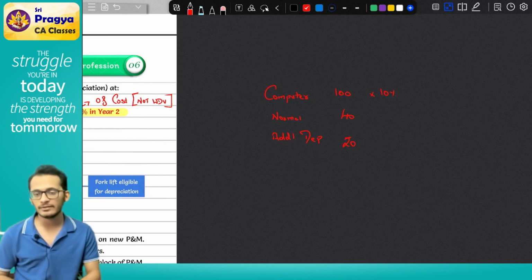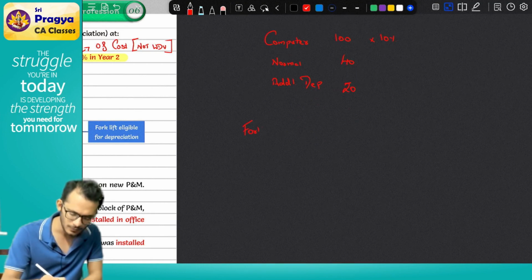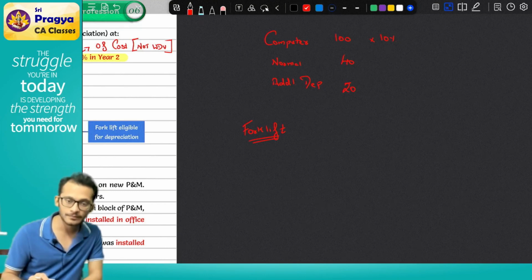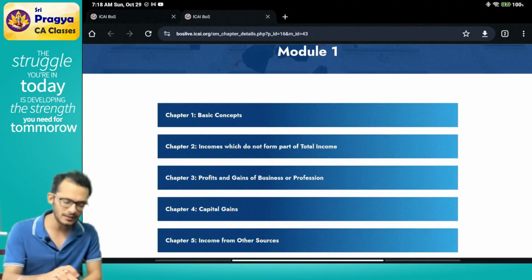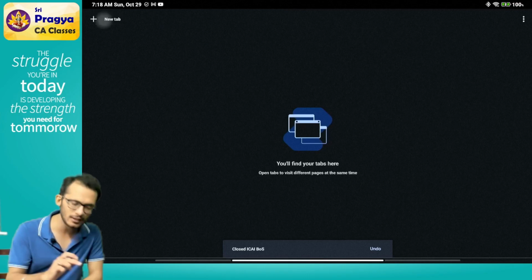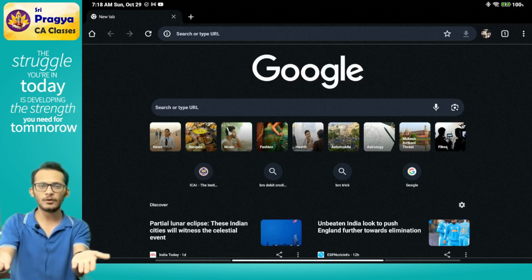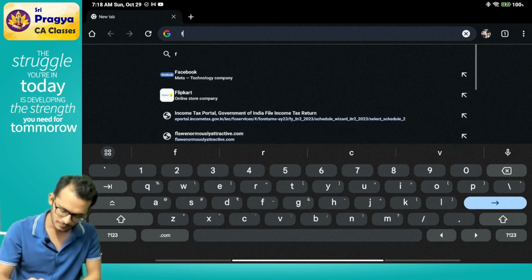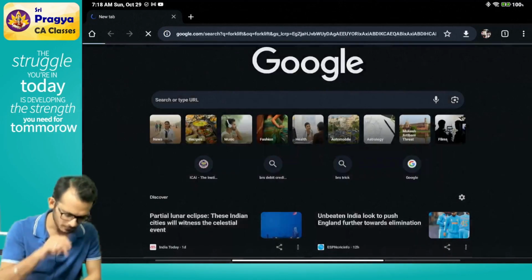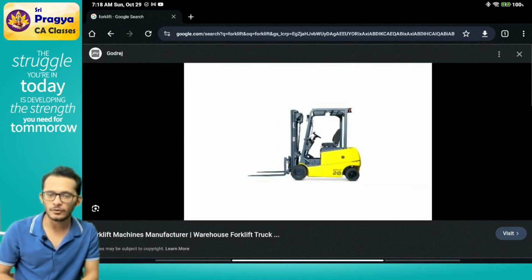There is only one asset which is eligible. We call it a forklift. Do you know what a forklift is? If you have gone to a factory, you will notice this yellow colour vehicle, and on the vehicle there will be one fork. That fork will help you lift the cartons. Yes, let me show it to you. Have you seen this? Yes, this is called a forklift.